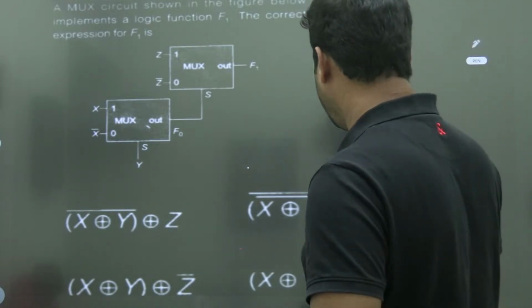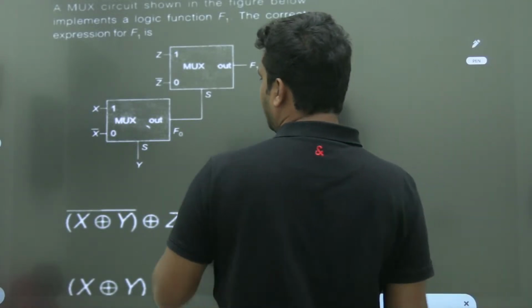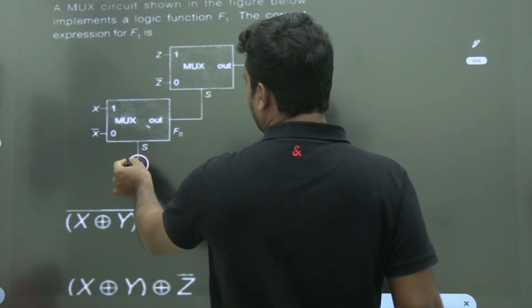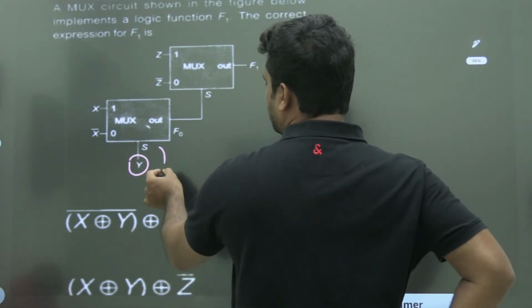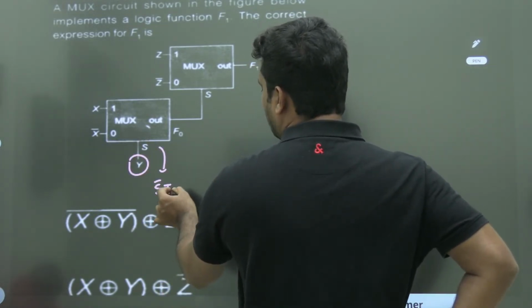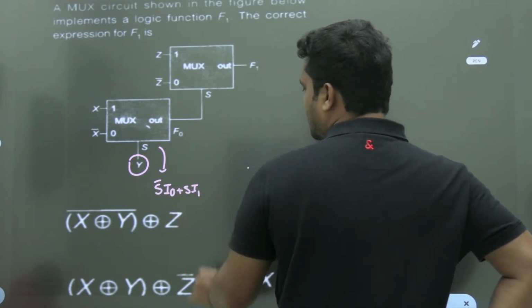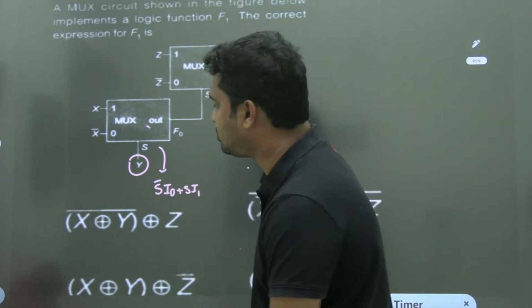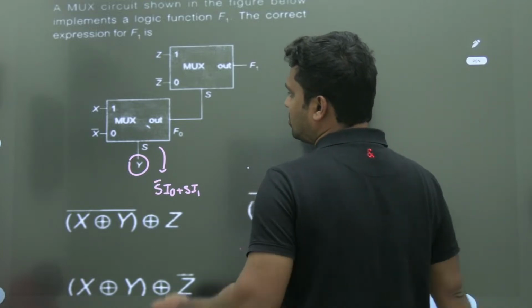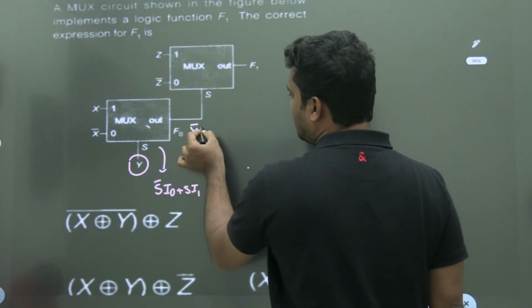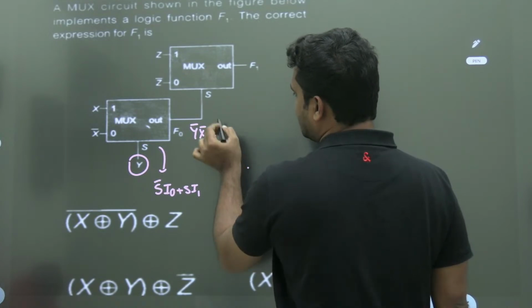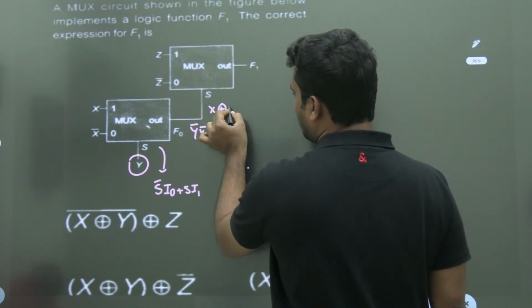So here, firstly, this is 0. What is your characteristic equation? S bar I naught plus S I1 is my characteristic equation. So S is given with Y. So Y bar X bar plus YX. That will give you X XOR with Y.